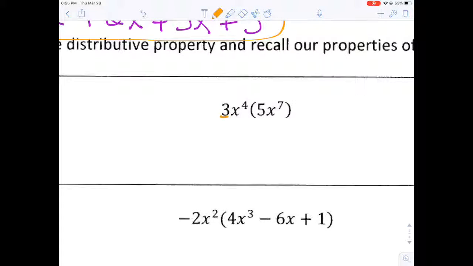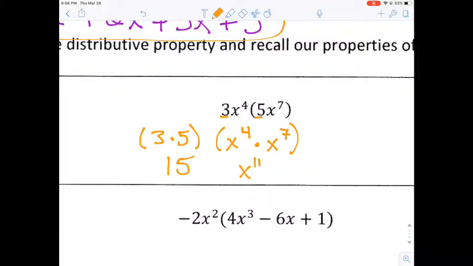Well, I'm going to start by taking the two numbers and multiplying those together. So 3 times 5, which would give me 15. And then I'm going to take the x's and multiply those together. So x to the fourth times x to the seventh. So remember, when we're multiplying variables, we add our powers. So that would give me x to the 11th. So this would be 15x to the 11th.